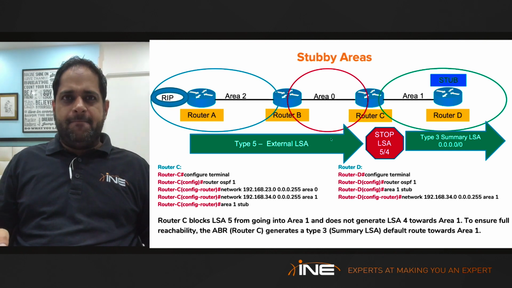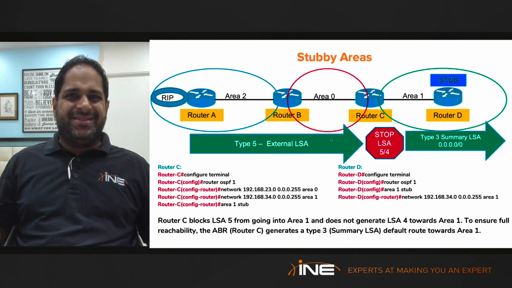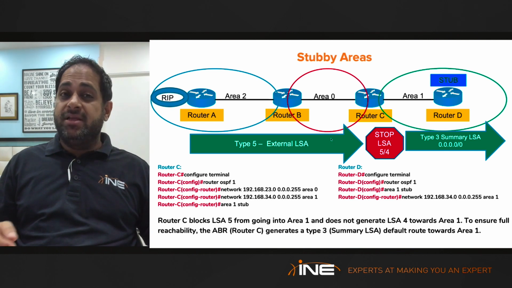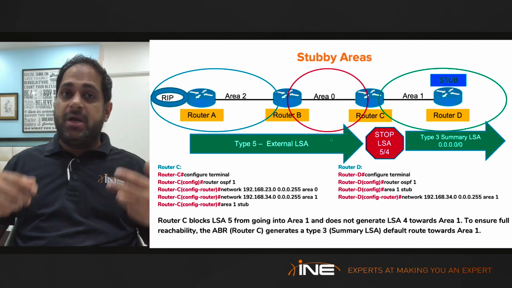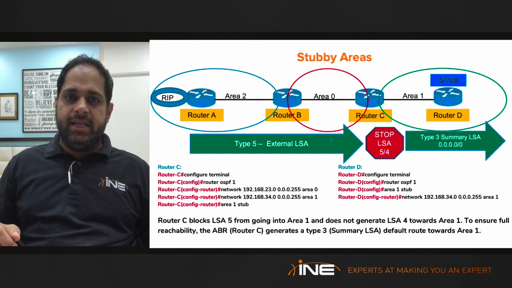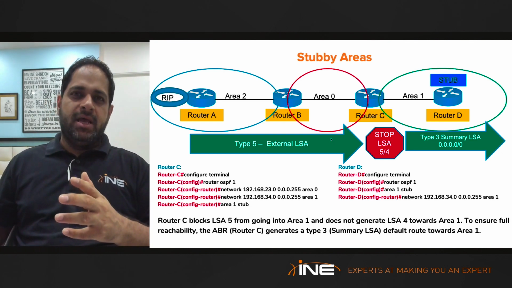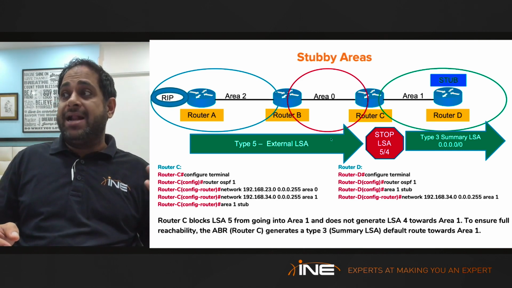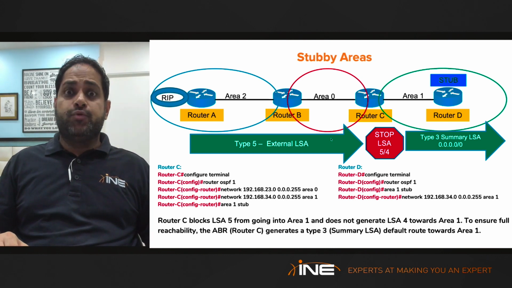See, think about why we do multi-areas. Because with a single area, I cannot do summarization, number one. And the number of LSAs would drastically increase. And there would be too much SPF calculation as your topology increases. So we configure multi-area. Now, what if I had some lower end routers which maybe do not have enough CPU or enough memory, so they cannot handle 1000 routes? So I want to reduce the routing table.